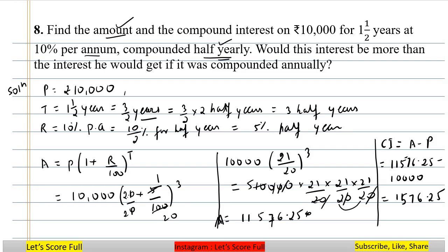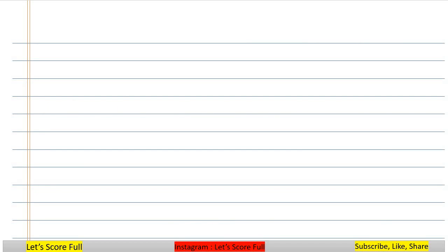Now they are asking whether this interest would be more than the interest he would get if it was compounded annually. Means same principal, same rate of interest, same time period, but instead of half yearly, I calculate compounded annually. So if I compound annually, whether the half yearly interest is more or not, that's what they are asking. So for that, what to do? Let me take a different slide.